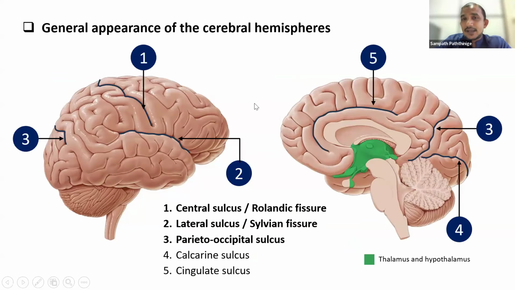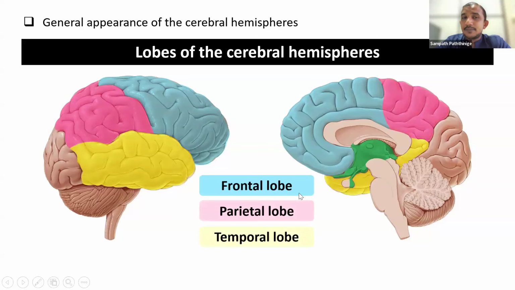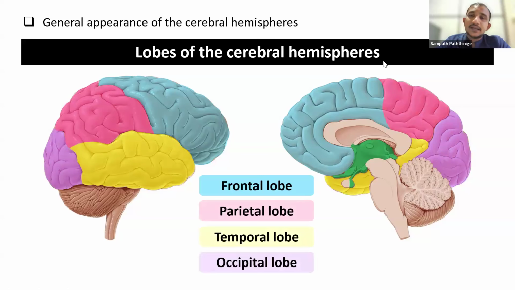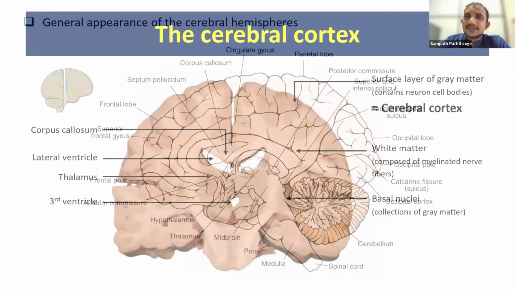These sulci and gyri, mainly the large ones, we use to divide the brain into different lobes. Mainly the lateral sulcus, the Sylvian fissure, the central sulcus, which we call the Rolandic fissure, and then the parieto-occipital sulcus. Those will be used to divide the brain into the lobes. So we have the frontal, the parietal, the temporal, and the occipital lobes. So that is the basics about the cerebral hemispheres. So just skip it. A lot of pictures.